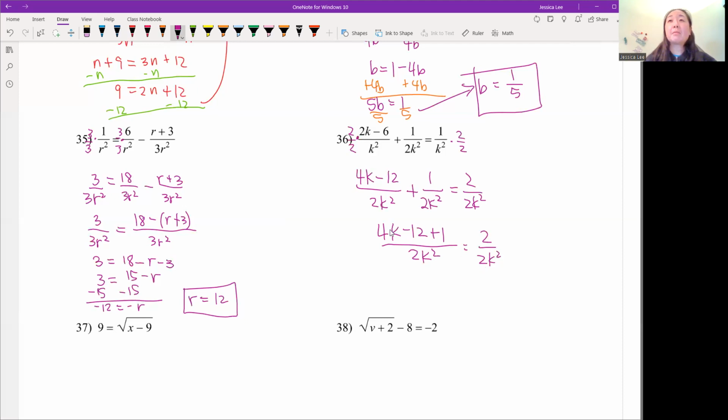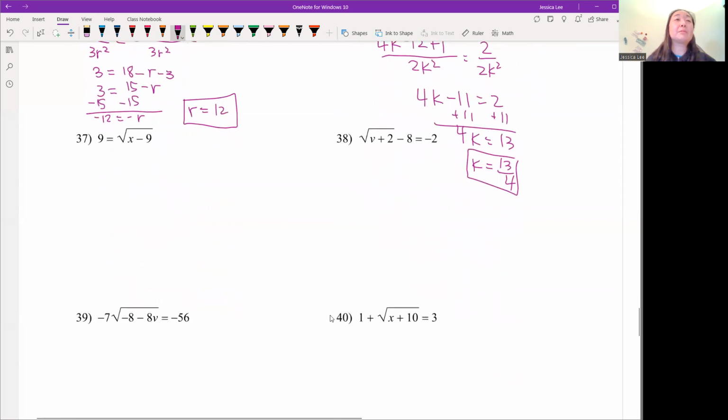All right. I'm going to combine like terms over here. So 4k minus 11 is equal to 2. So 4k is equal to 13, which means that k is equal to 13 over 4, or divide both sides by 4. Okie dokes.